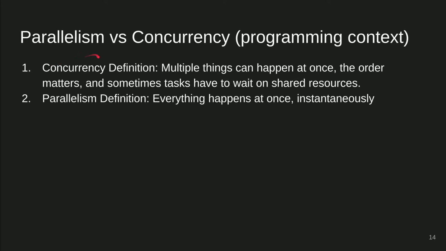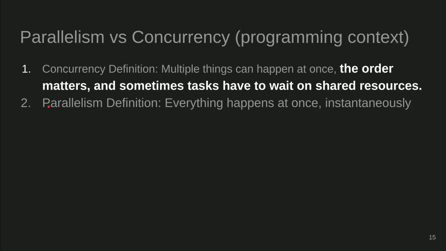But there is a little bit of a difference here that I want to make sure you understand with these words that sometimes get confused, but in computer science, they really mean two different things. So parallelism versus concurrency. Concurrency means multiple things can happen at once. The order matters, and sometimes tasks have to wait on a shared resource, okay? Multiple things can happen at once, but sometimes there's an ordering that needs to take place. Parallelism, on the other hand, perhaps easier to understand, is just saying that everything happens at once, instantaneously, okay? It is in parallel.